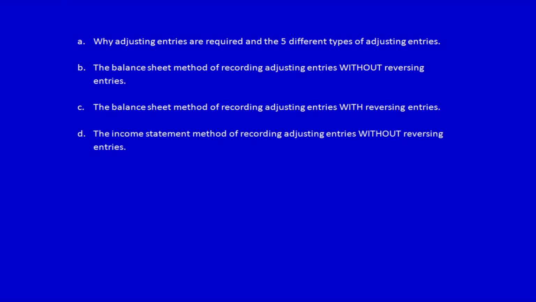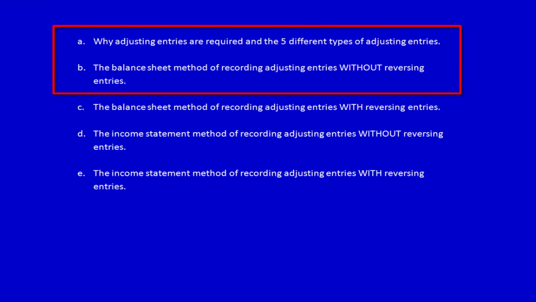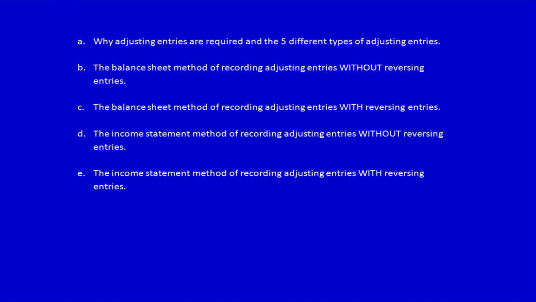So the income statement method is a totally different method that I really want you to understand. And E, the income statement method of recording adjusting entries with reversing entries. Again, increasing the level of complexity moving forward. We're going to start with A and B. Both of these will be familiar from Introductory Financial Accounting, but I'm going to complicate it a bit and make it more realistic. Everything else is likely going to be new to you, so it's a lot to cover. Let's get started.